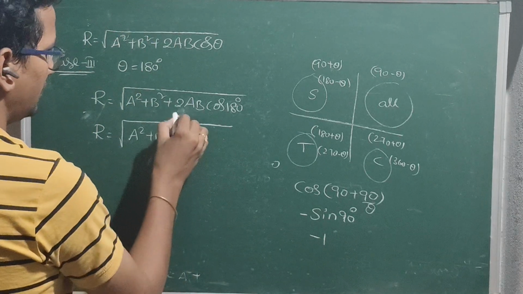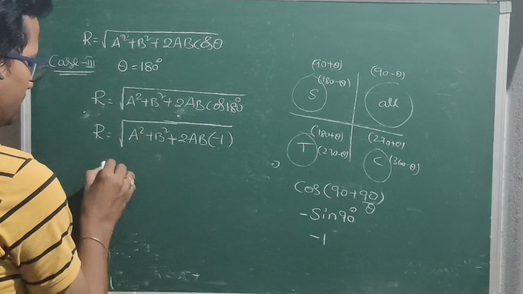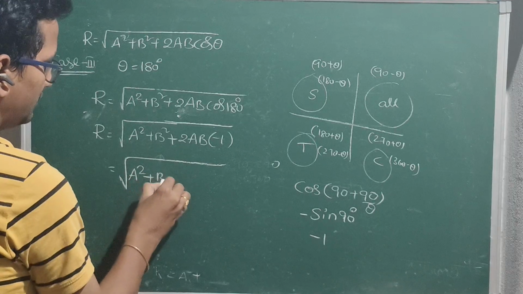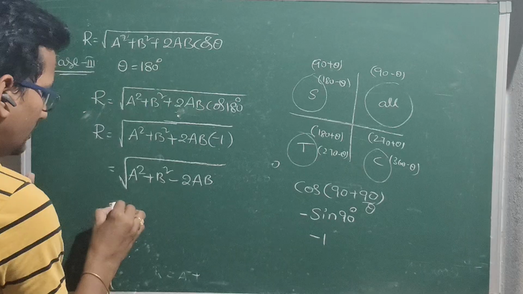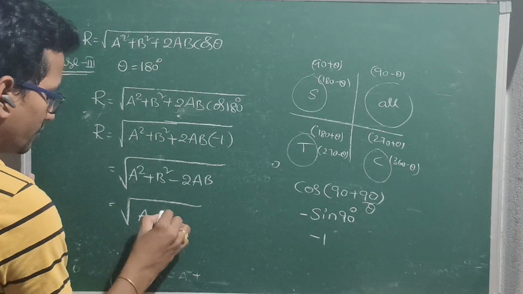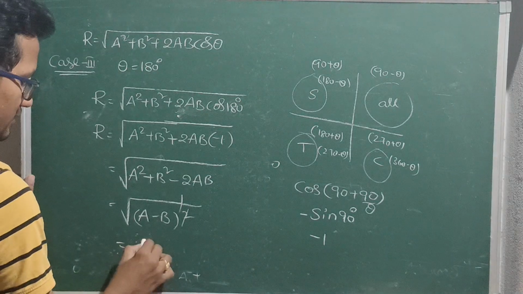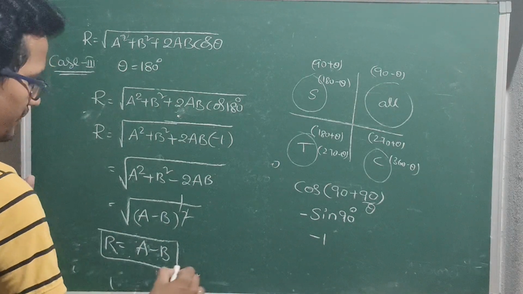A square plus b square plus 2ab cos 180. The value of cos 180 is how much? Minus 1. So it becomes square root of a square plus b square minus 2ab. Plus into minus is minus. It's a minus b whole square. The square root gets cancelled. What is the value? R is equal to a minus b.